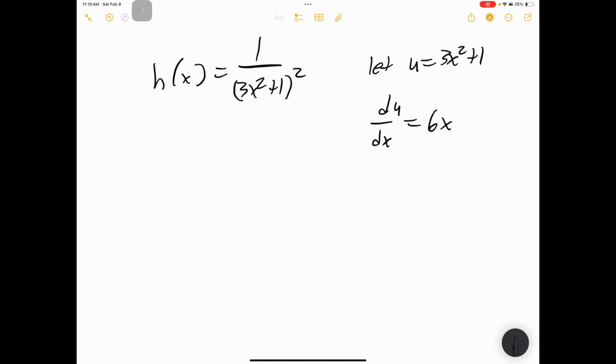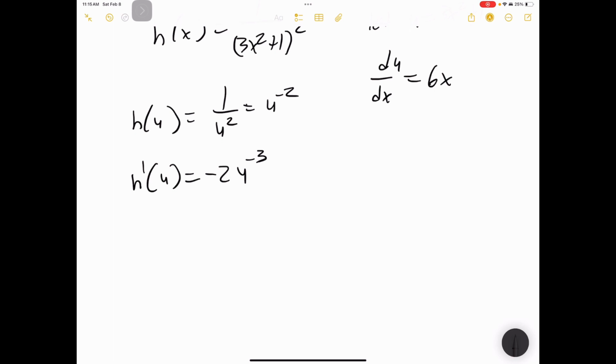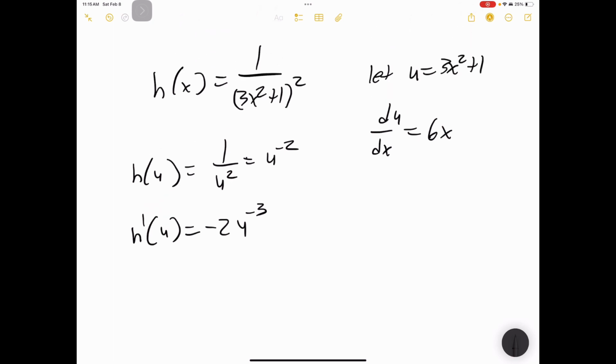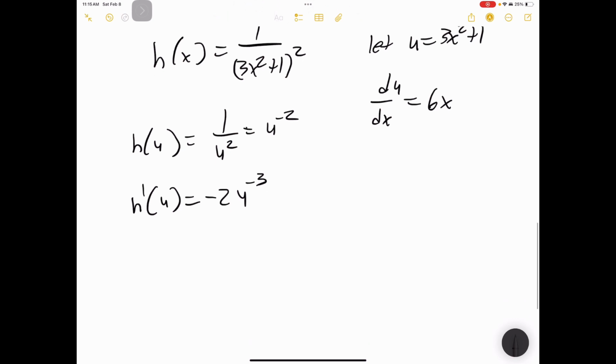And if u is equal to 3x squared plus 1, then h of u, instead of h of x, is going to be 1 over u squared. Which again we can say is u to the negative 2. And then we can take the derivative and we can say h prime of u is equal to negative 2u to the negative 3. The derivative of h with respect to u is going to be negative 2u to the negative 3. And then we can just plug everything back in and multiply things together.